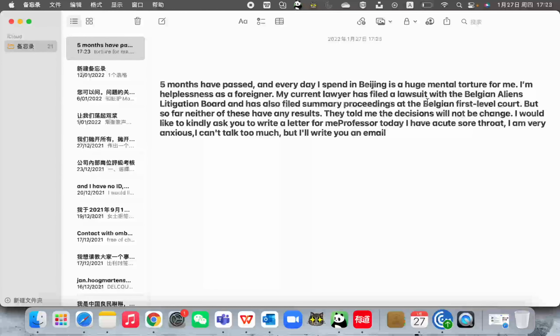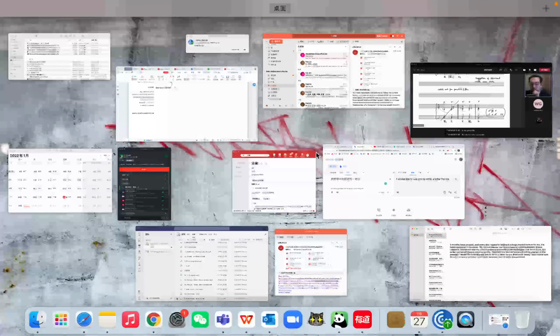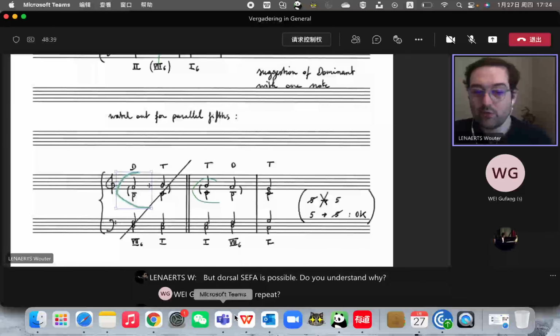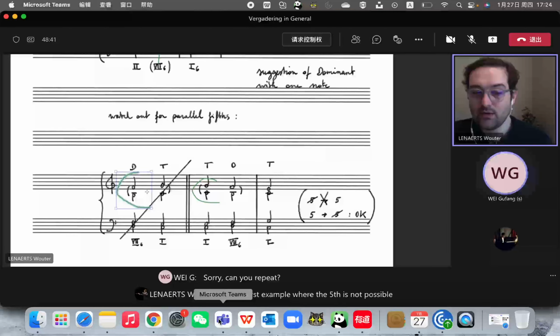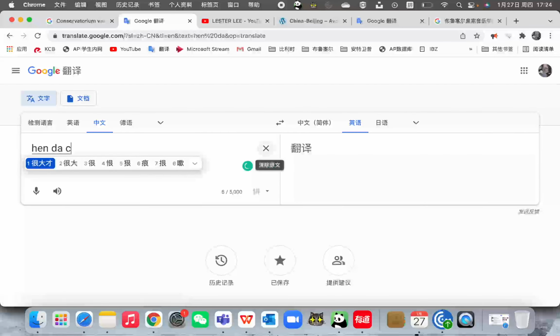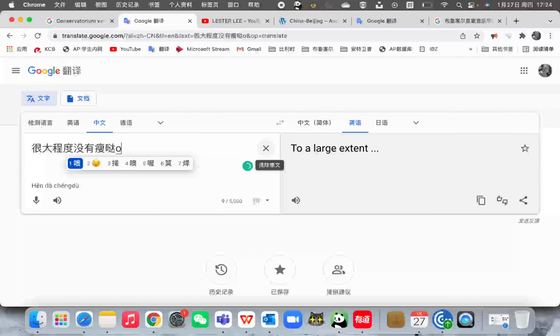Okay, and then I have to check one technical thing with you. Watch out for parallel fifths. Do you see, Si, Fa, Do, Sol is not possible, but Do, Sol, Si, Fa is possible. Do you understand why? Yeah, so the first example with the fifths, Si, Fa, Do, Sol, is not possible, but the second example is the opposite, Do, Sol, Si, Fa is good. Do you understand why the first one is bad and the second one is good?